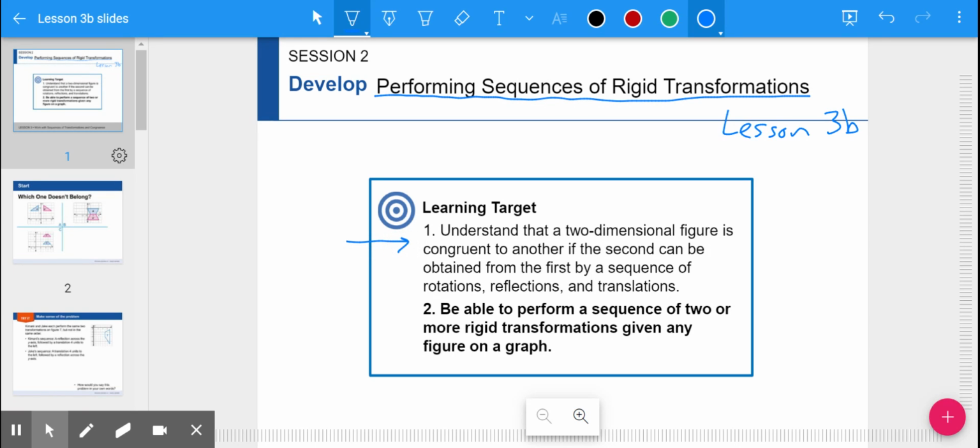This is the one that's kind of involved in all of our sessions for this lesson: to understand that a 2-dimensional figure is congruent, or the same, to another if the second can be obtained from the first by a sequence of rotations, reflections, or translations. In other words, if you can take any rigid transformations to get from one shape to another, and they go right on top of each other, then they're congruent. So we're going to focus today on this one that's in bold. Be able to perform a sequence of 2 or more rigid transformations given any figure on a graph.